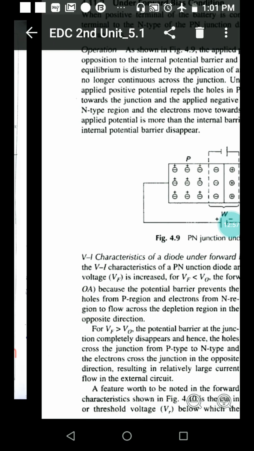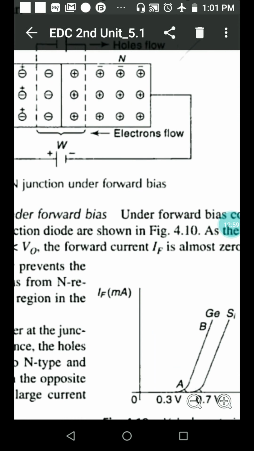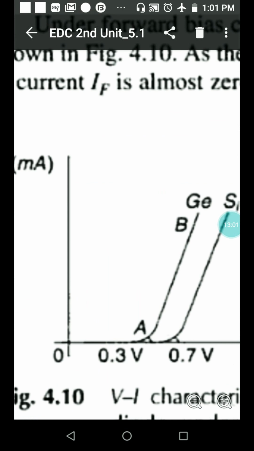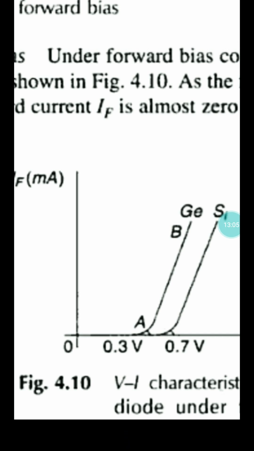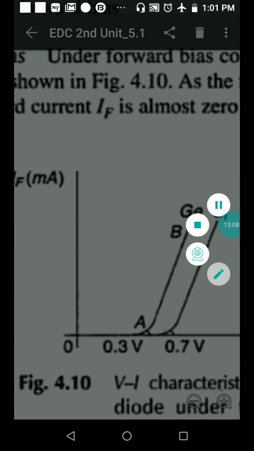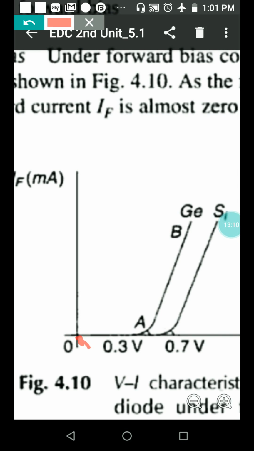If it is a germanium diode, we get these characteristics. At 0 volts, 0 current; at 0.1 volts, 0 current; at 0.2 volts, 0 current. Current conduction starts at 0.25. So you can take the cut-in voltage as equal to 0.3 volts.